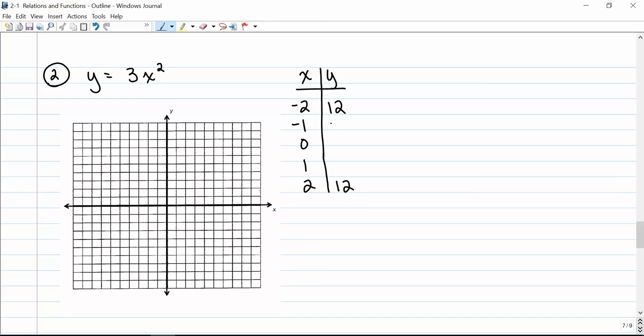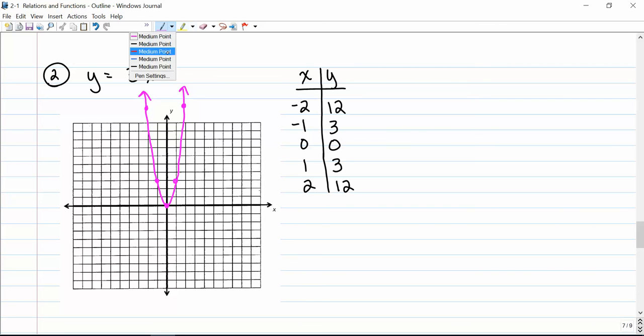1 squared is going to give me a 3, and 0 will give me a 0. So yes, you can do this on your calculator, but I want you to be able to do it by making a table of values. And 12 is actually going to go off the graph, so I'll put it up here. So it's a parabola that is very tightly up against the positive y-axis.